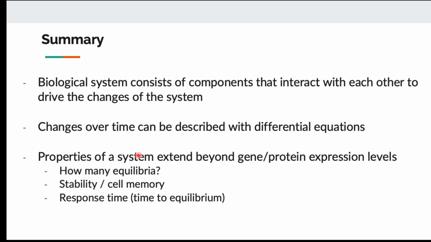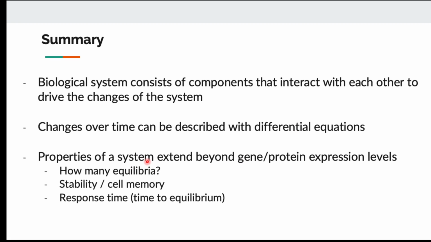So just to summarize, a biological system consists of components, genes and proteins, and also rules of how they interact with each other, like which gene activates or represses the other gene. That's one layer of the dynamics of the system: you have interaction between components. The second layer is time. When one gene changes, the other changes, and over time, how do they behave with each other? This can be described with differential equations.